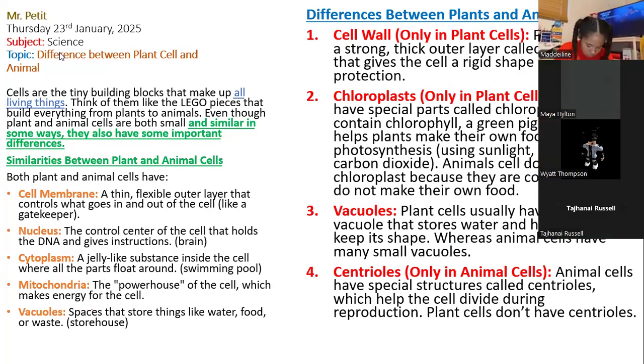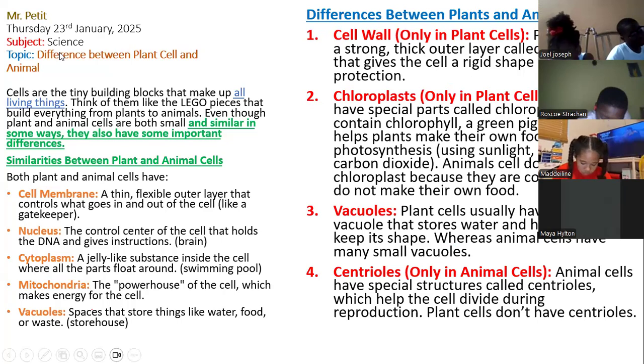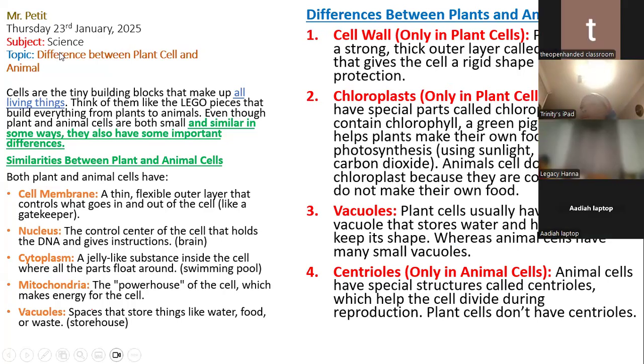Trinity, can you tell me the differences between plant cells and animal cells? The difference between a plant cell and animal cell is that a plant cell only has a cell wall. Animal cells don't, right? Animal cells don't. Good. What's the next one?